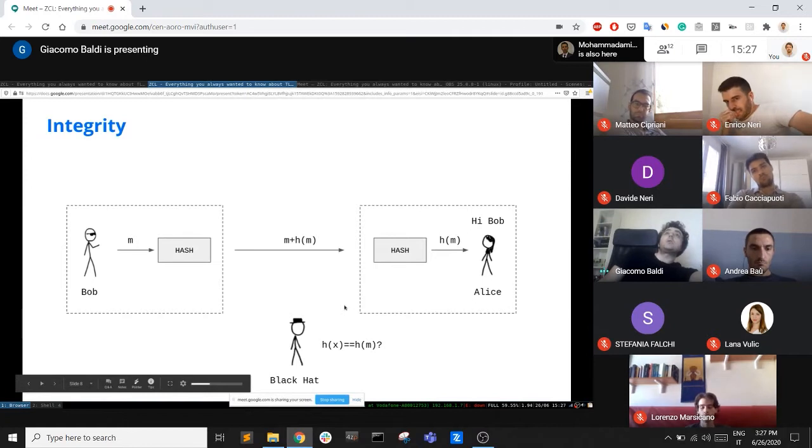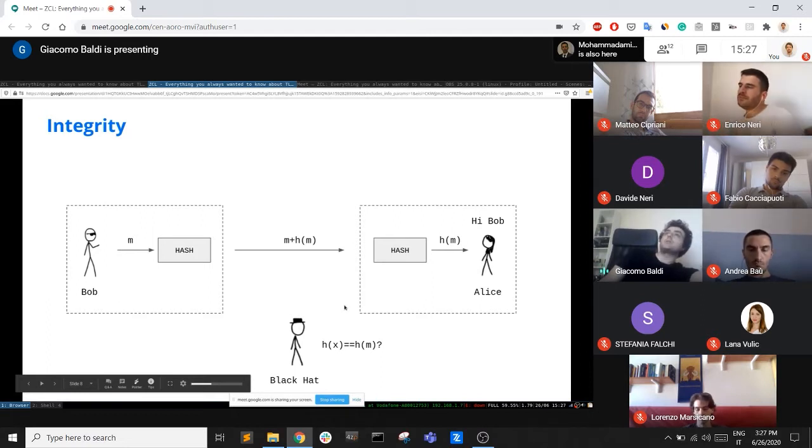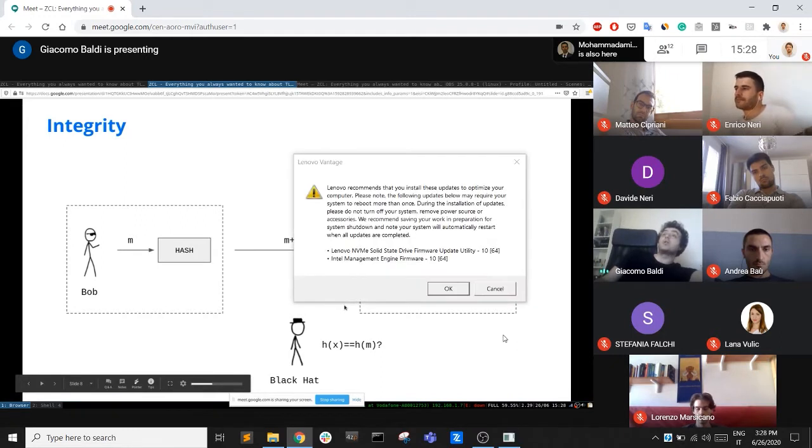What happens is that Bob sends the message together with the hash of the message. Alice received both things and can check easily that the hash of the message corresponds to the one that has been sent by Bob. So she's sure that the message has not been changed. Why is this? Because, as we saw, the problem of finding two hashes that amount to the same message is a difficult problem. We will see the details later. And Black Hat cannot change the message without changing also the hash and allowing Alice to know that something has gone wrong in the communication.